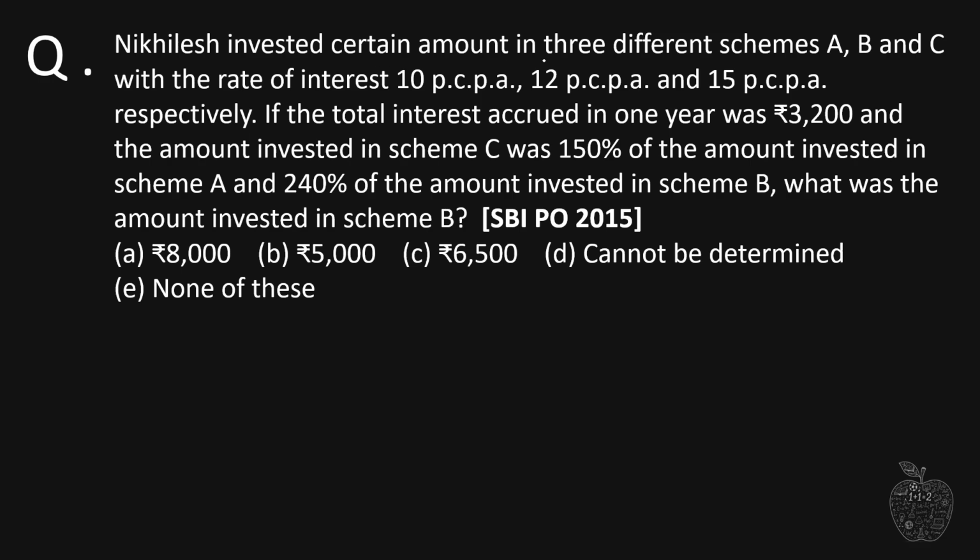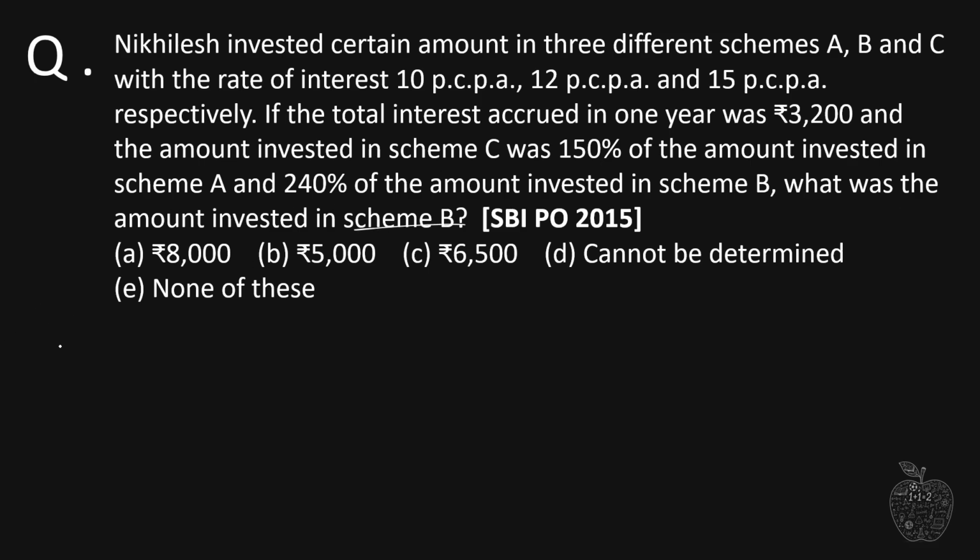Nikhilesh invested a certain amount in three different schemes A, B and C with the rate of interest 10%, 12% and 15% respectively. If the total interest accrued in 1 year was 3,200 and the amount invested in scheme C was 150% of the amount invested in scheme A and 240% of the amount invested in scheme B, what was the amount invested in scheme B?